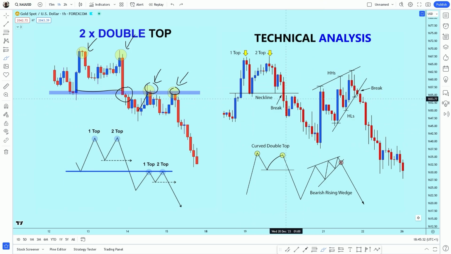Wherever you decided to enter here, the best possible way to put your stop loss is above this high. Of course, that depends on your style and your risk management. It's maybe too high to put your stop loss here, then you can put it according to your risk, maybe somewhere around the middle between this neckline and top.